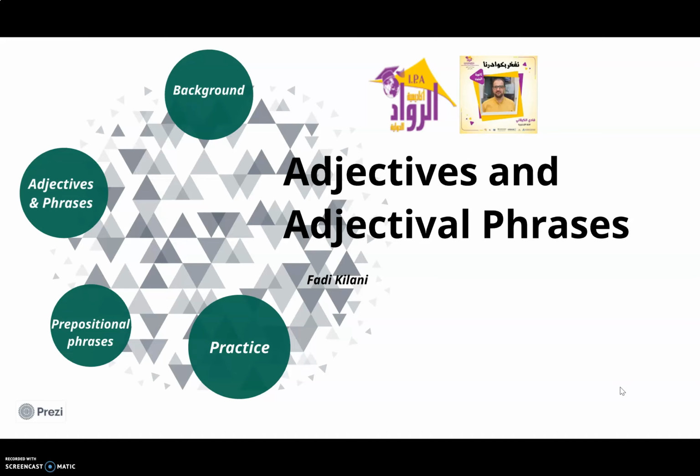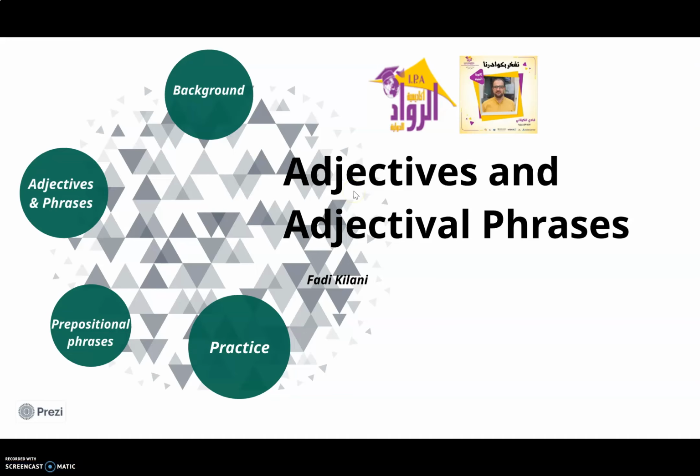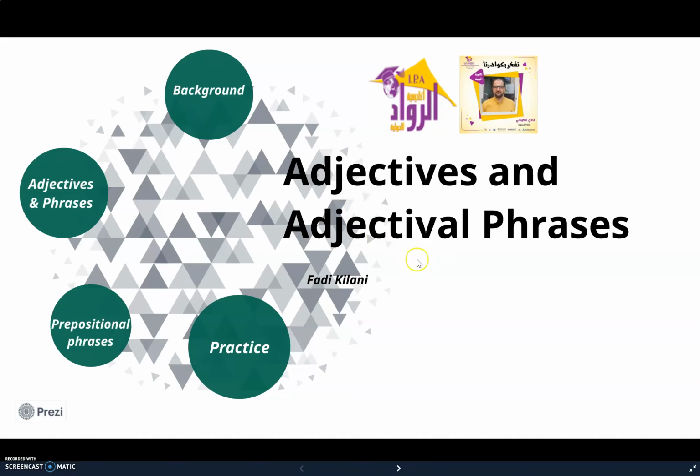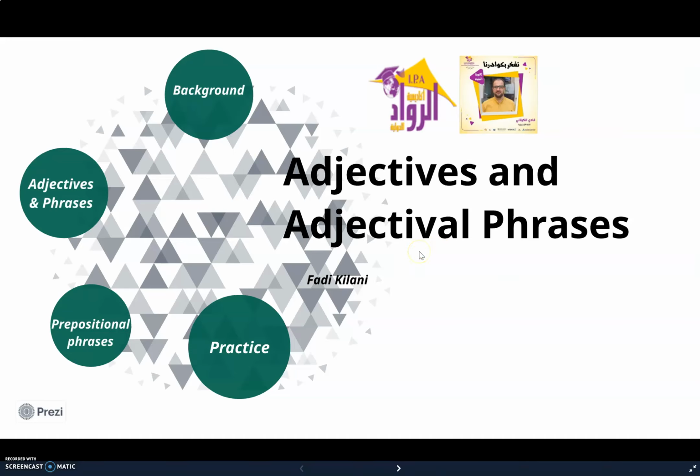First of all, students, adjectives are words that describe or modify the noun or pronoun. When I say adjectival phrases, I mean more than one word. For example, pink, white, book. Two words or more, we call it an adjectival phrase.